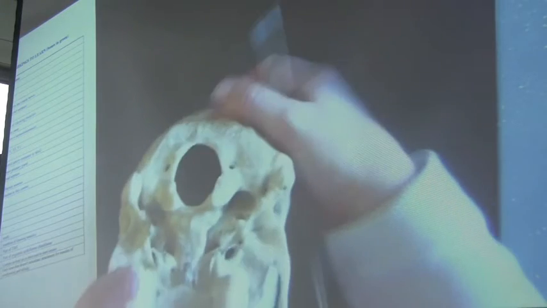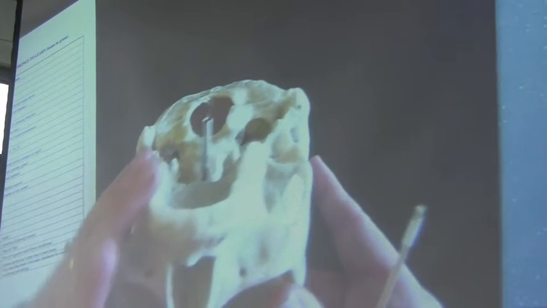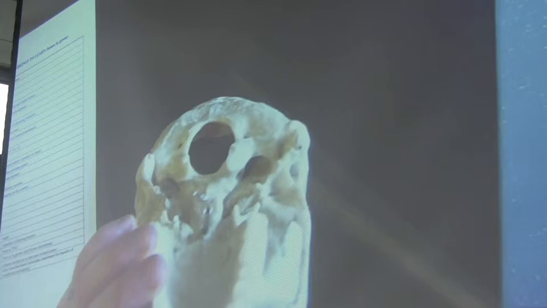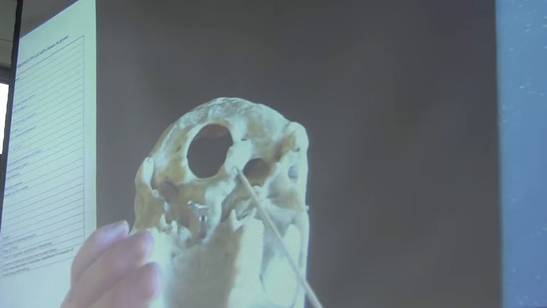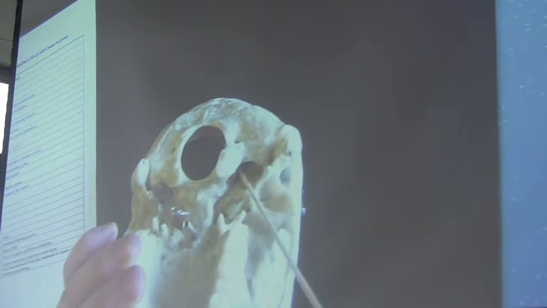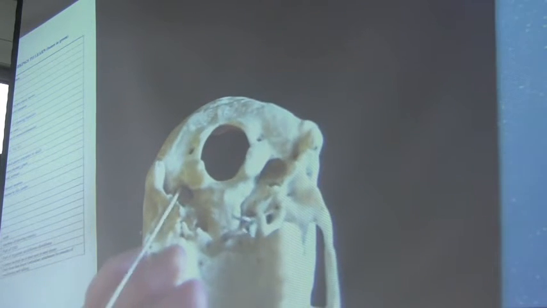Here, let's do it this way. If you turn the skull, so I've got the eye staring up at me. Here's the foramen magnum. Here's an occipital condyle. Now look. Do you see that hole right there? How big it is? And here it is on this side.